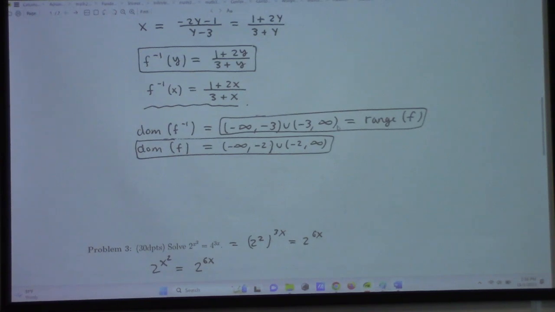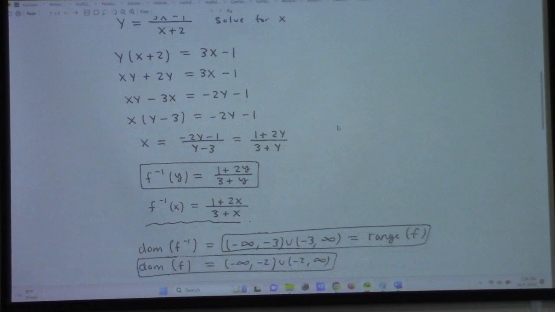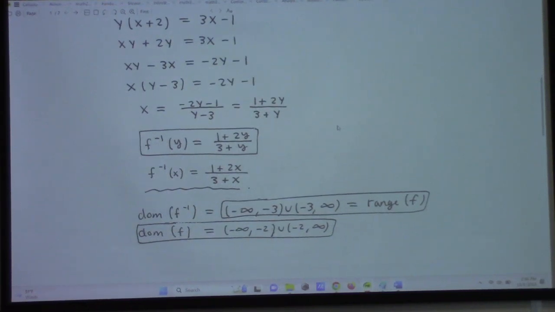Well, oh, did I ask about range? Yeah. Oh, yeah, so the domain of f inverse, of course, is everything except for minus 3, and that's the range of the function. And the domain of the function is everything except for minus 2, because there was a division by x plus 2 in the formula.